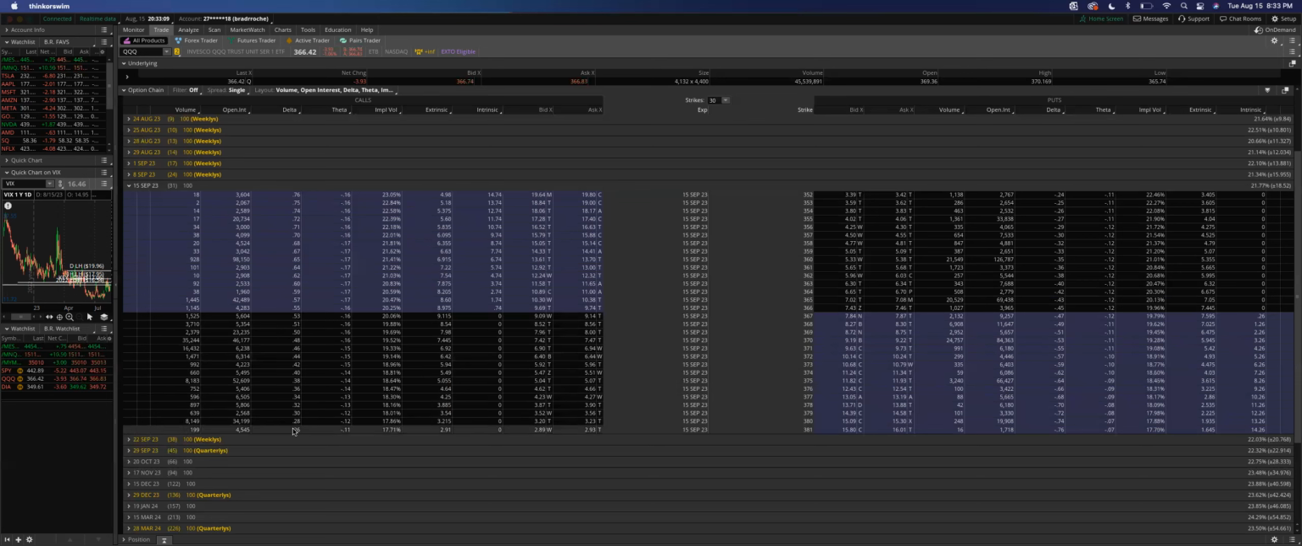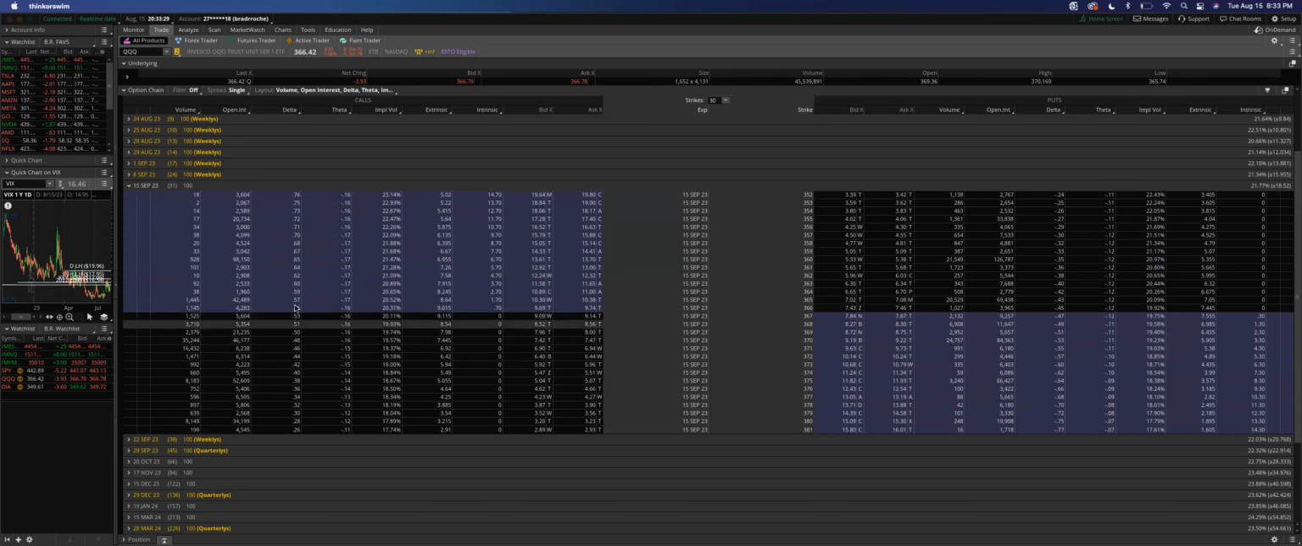Now, but notice the ratios here. On this contract here, I'm making $53 per dollar it moves, but I'm losing $16. This one here, I'm making $26 per dollar, and I'm losing $11 per day from holding it. So that's what you're looking at.